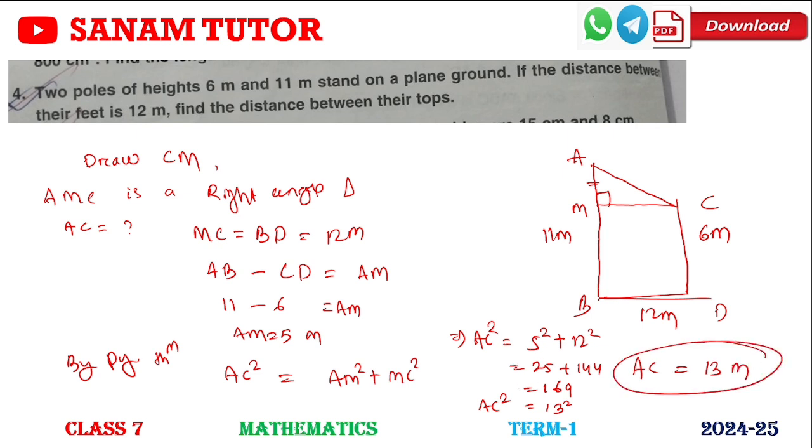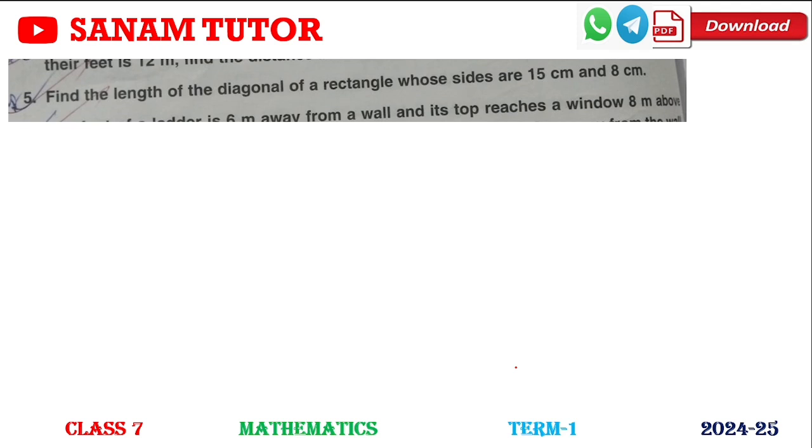Next question. Find the length of the diagonal of the rectangle. Okay, this is a rectangle. All these questions are very important for your term 1 examination. So practice these questions with pen and paper. Okay, then you can write in the exam. So find the length of the diagonal. Suppose this is the diagonal. Find the length of the diagonal whose sides are given. This is 15 centimeter. This is 8 centimeter. Simply you can find it by the Pythagoras theorem.